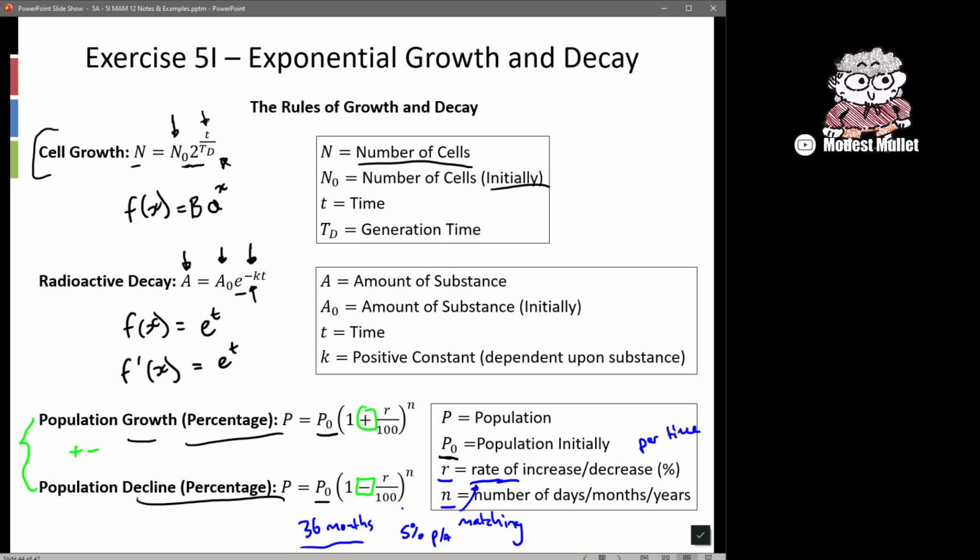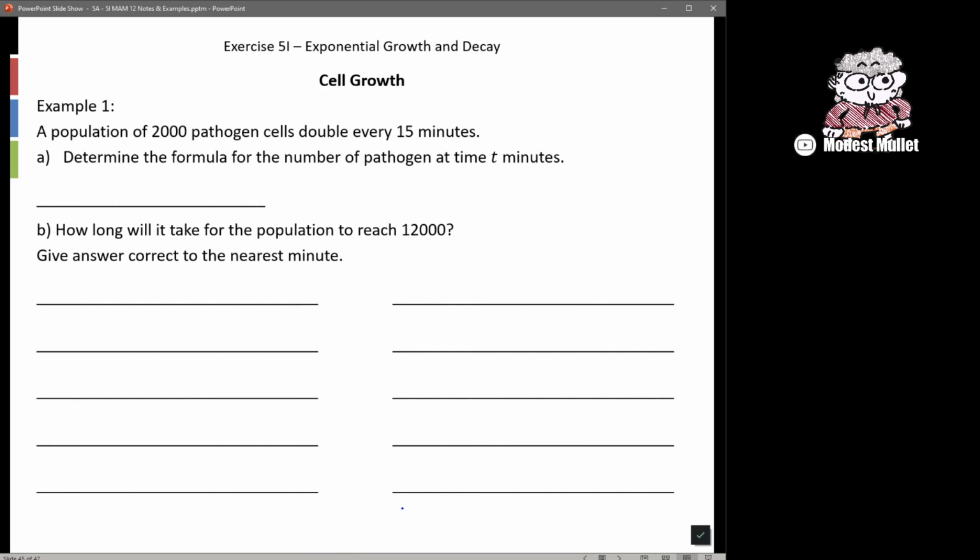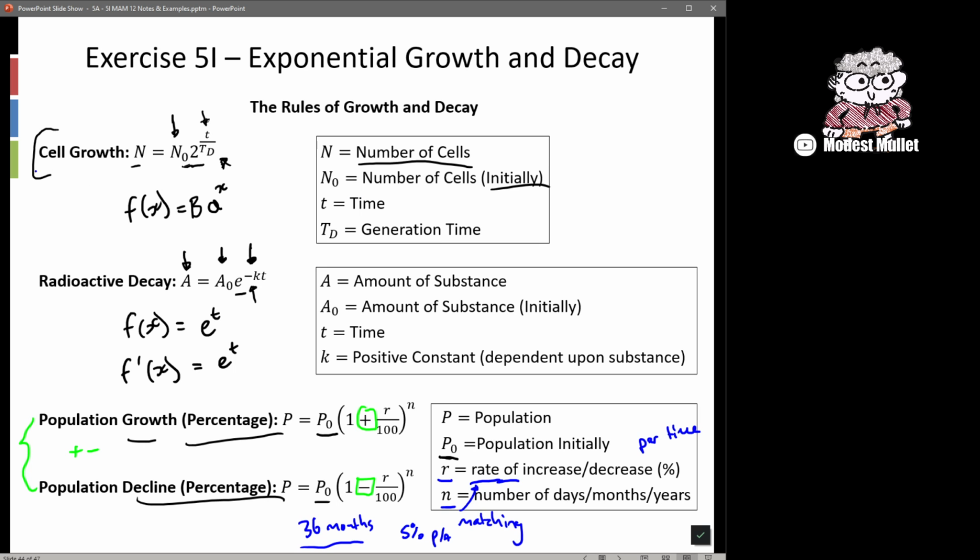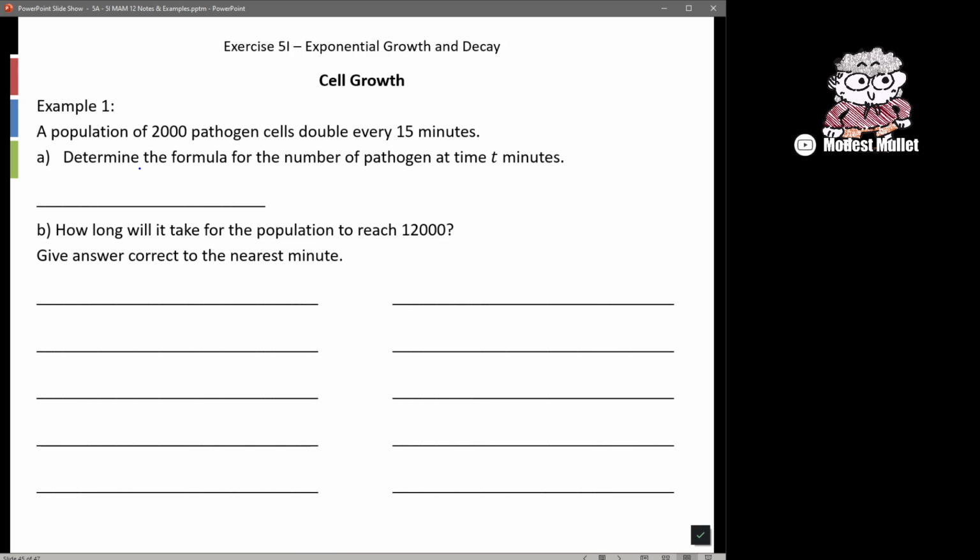So that's our equation, so let's get straight into using them. A population of 2,000 pathogen cells doubles every 15 minutes. Determine the formula for the number of pathogens at time t minutes. Well, this is a cell growth one. So we have N is equal to N naught, base 2 to the t on t_d.